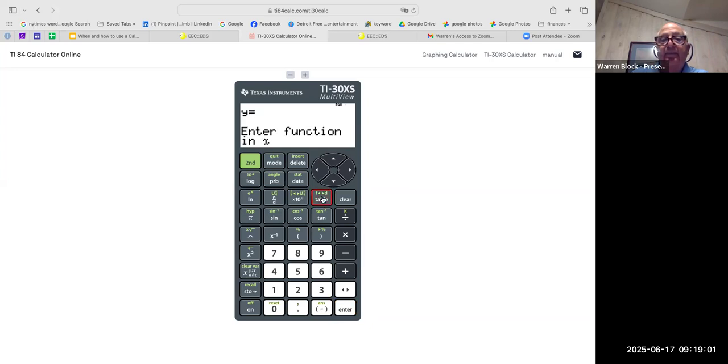And that could, ooh, I didn't do second. So 5 divided by 6. Now I want to convert that to a decimal. So second FD, and it writes it as a fraction. If you want to go back to the decimal, go FD and it converts.